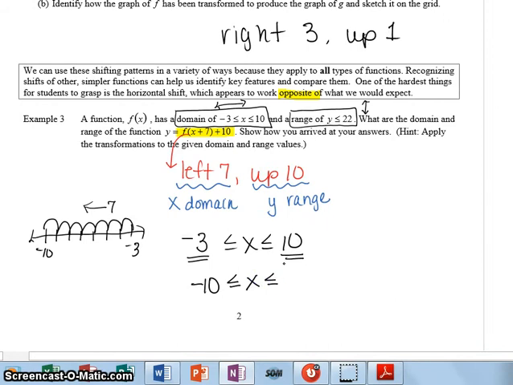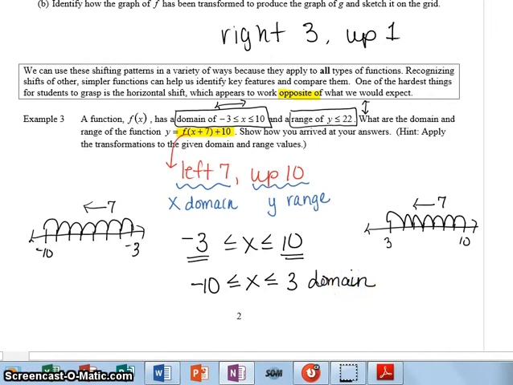Same thing here. If you're at +10 and you go 7, you're going to be 9, 8, 7, 6, 5, 4, 3, and you just shifted 1, 2, 3, 4, 5, 6, 7. You went 7 left, same thing as subtracting 7 from 10. So 10 minus 7 is 3. This is my new domain on the new function.